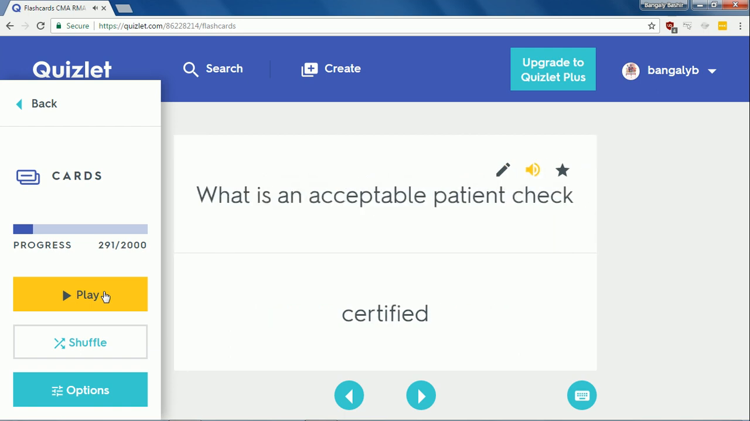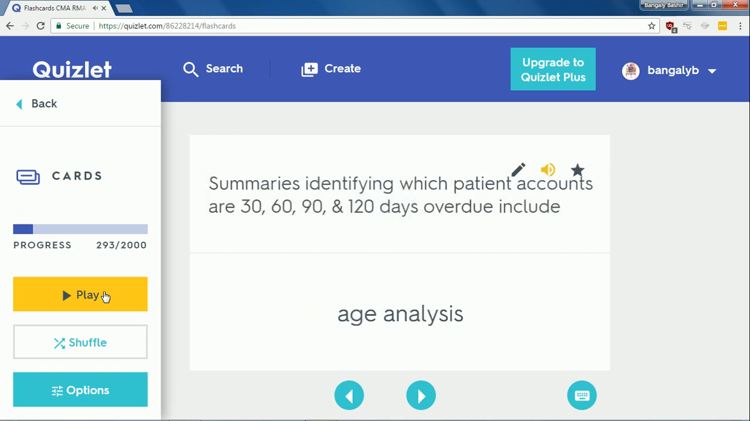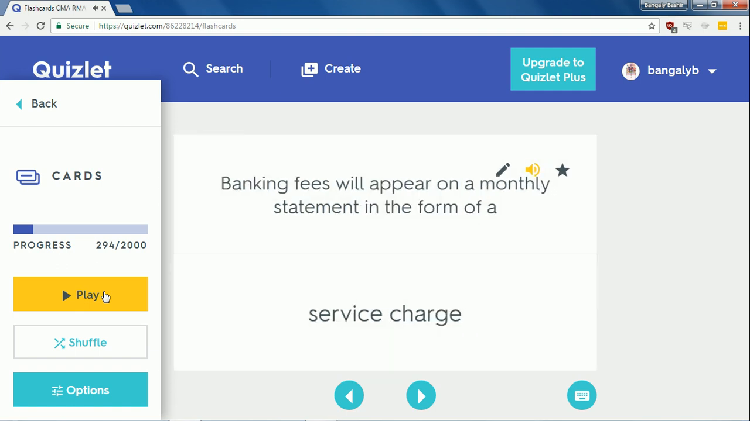What is an acceptable patient check? Certified. What entry is recorded in the adjustment column? Insurance write-offs. Summaries identifying which patient accounts are 30, 60, 90, and 120 days overdue include age analysis. Banking fees will appear on a monthly statement in the form of a service charge.